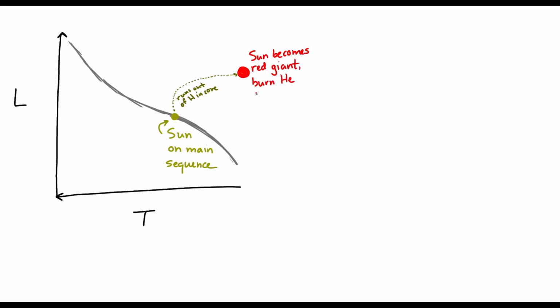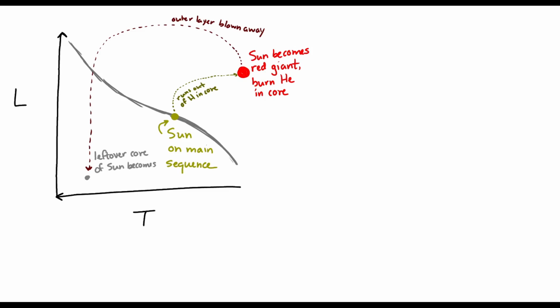Now, it spends a little bit of time as a red giant, burning different types of fuel in its core, but eventually the outer layer is blown off, and that's actually called a planetary nebula. We're not going to worry about that. But once that outer part of the star is removed, it will move over to another part of the HR diagram down here, and that leftover core is what we call a white dwarf.